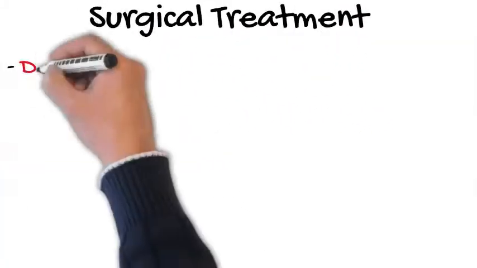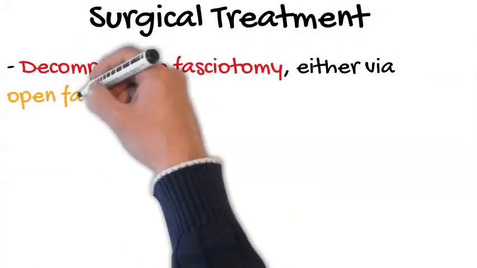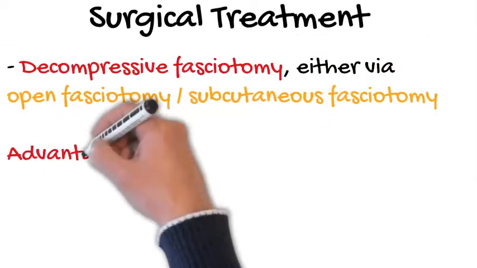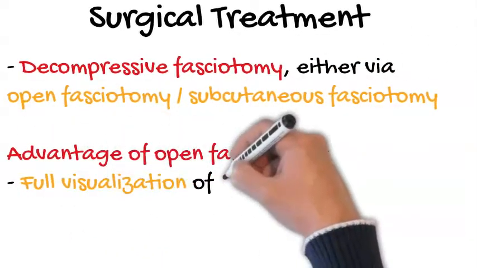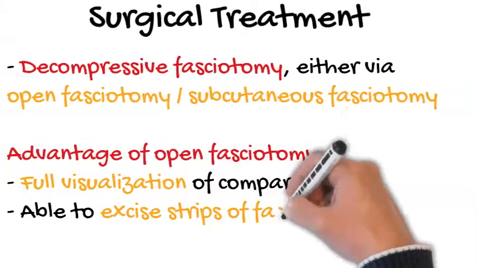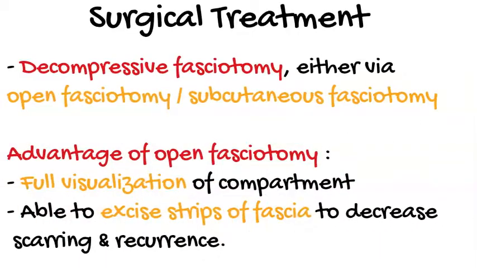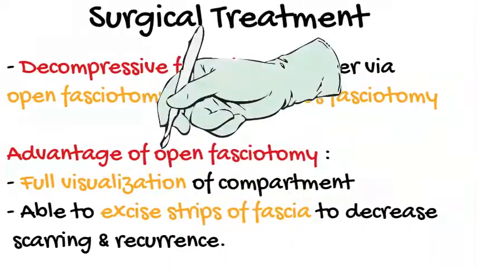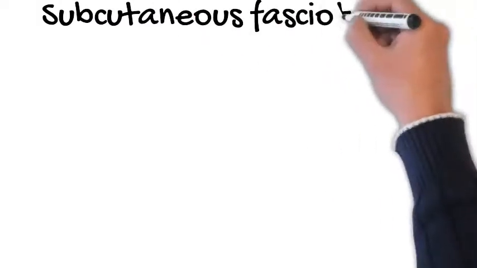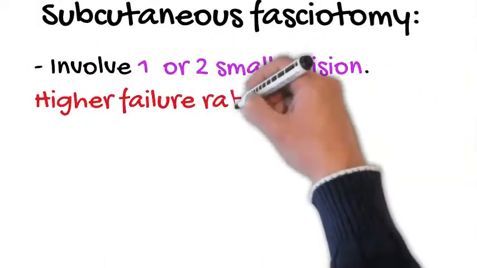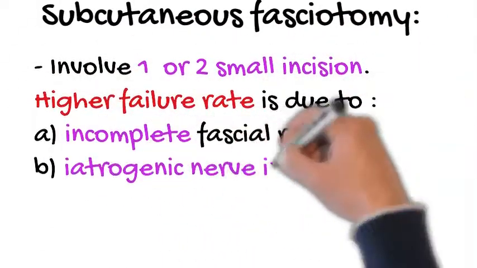Surgical treatment involves a decompressive fasciotomy, either via open fasciotomy or subcutaneous fasciotomy. Advantages of open fasciotomy are full visualization of the compartment and being able to excise strips of fascia to decrease scarring and recurrence. Subcutaneous fasciotomy involves 1 to 2 small incisions.